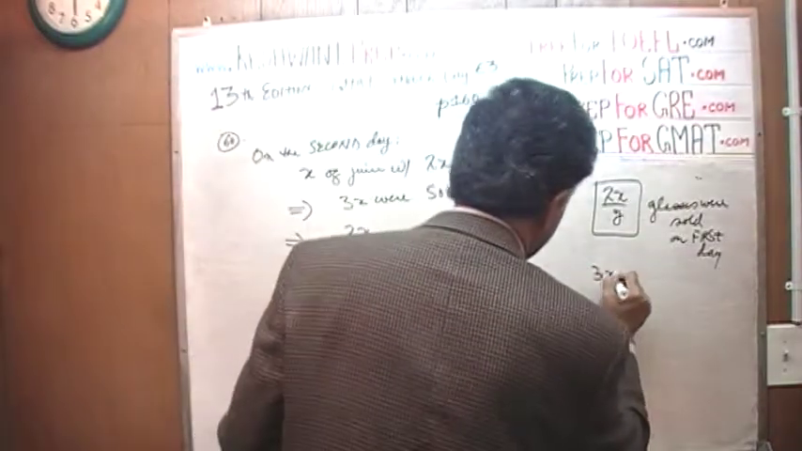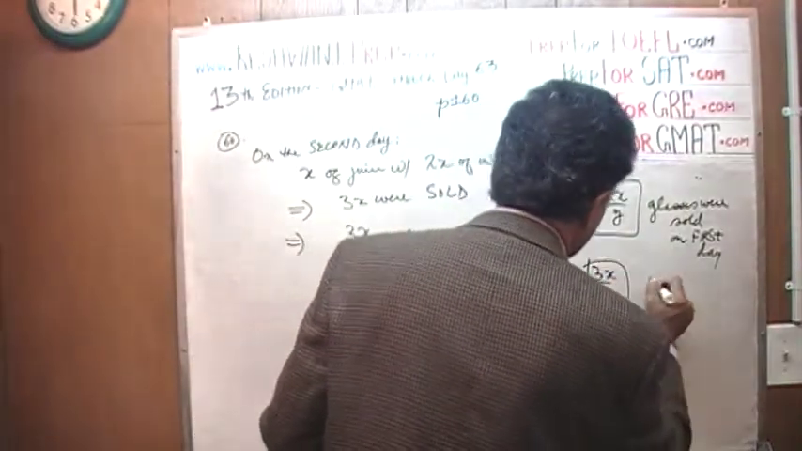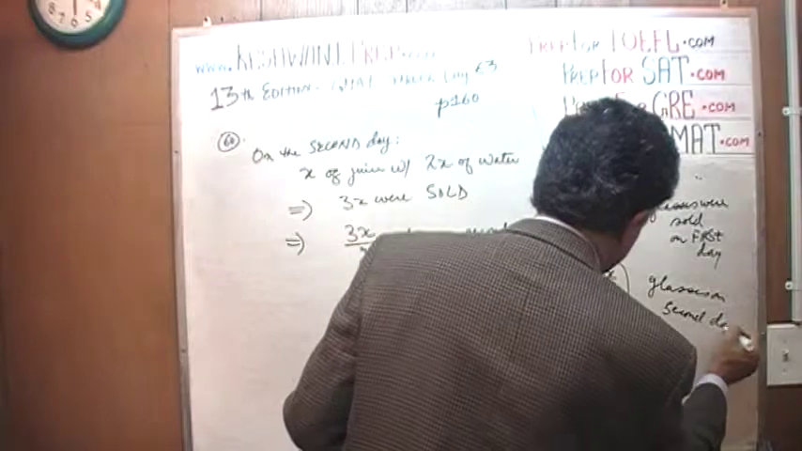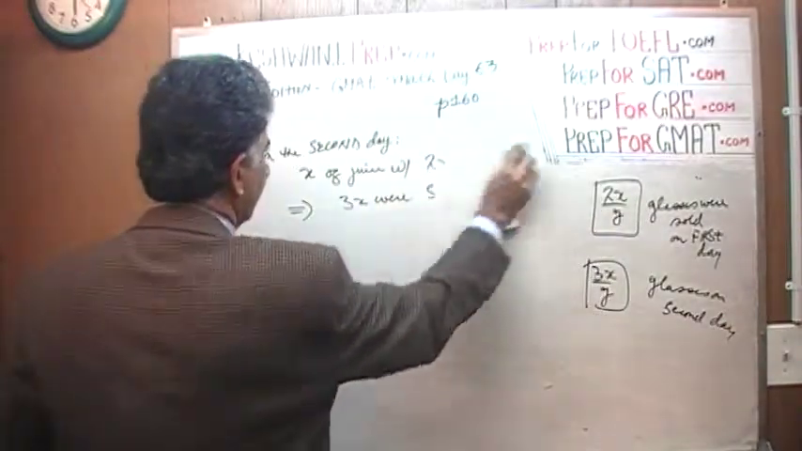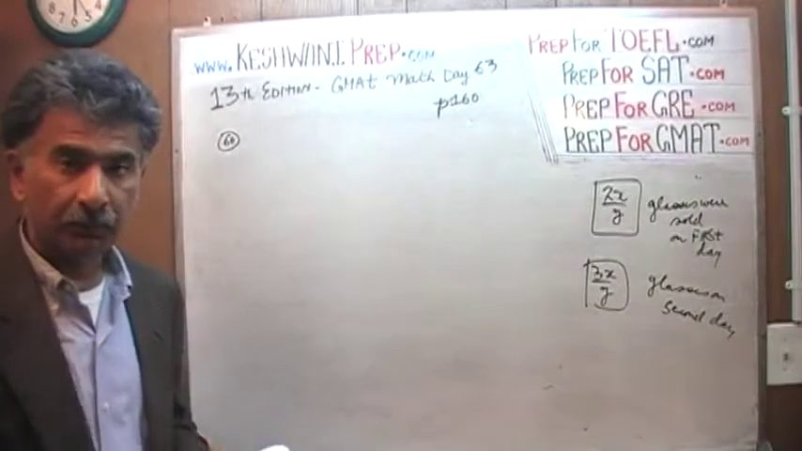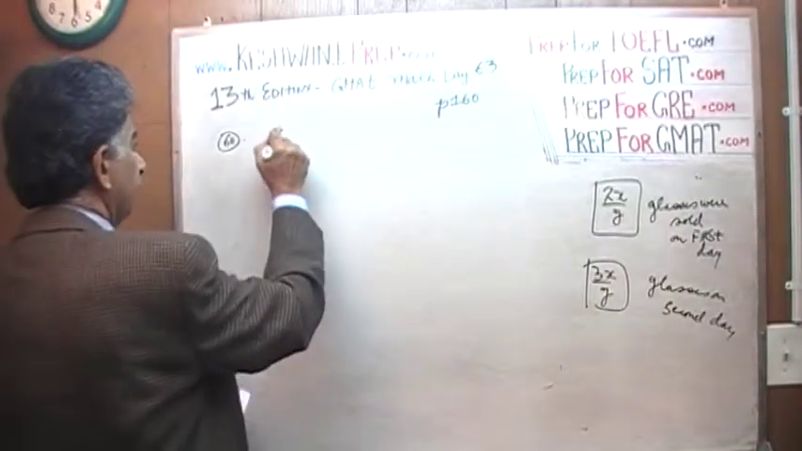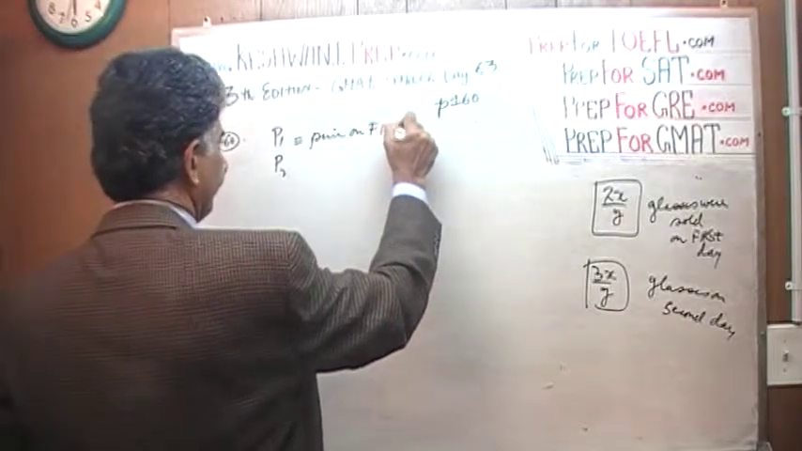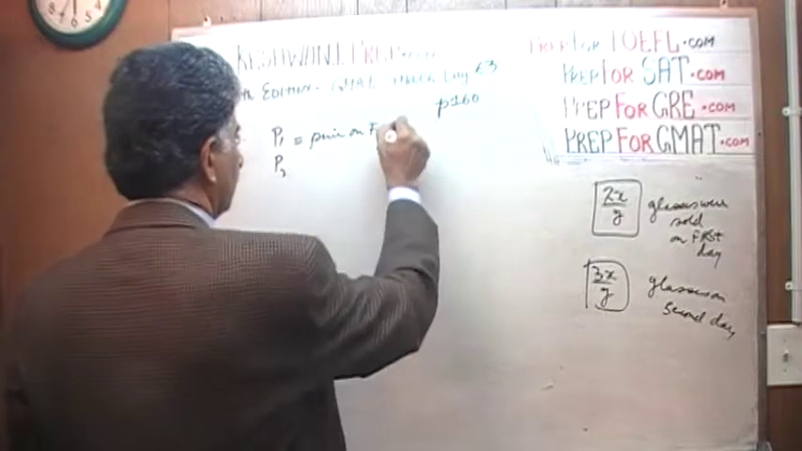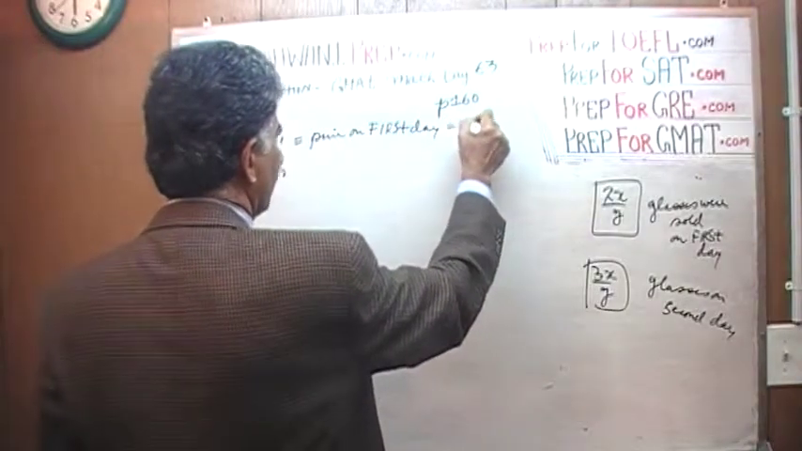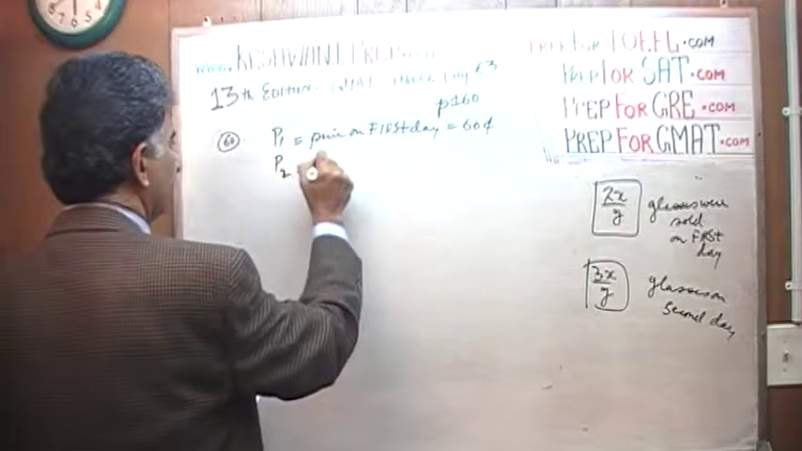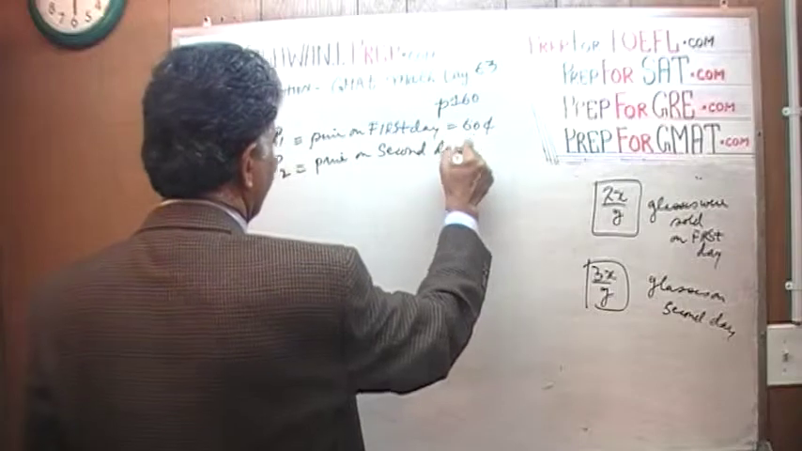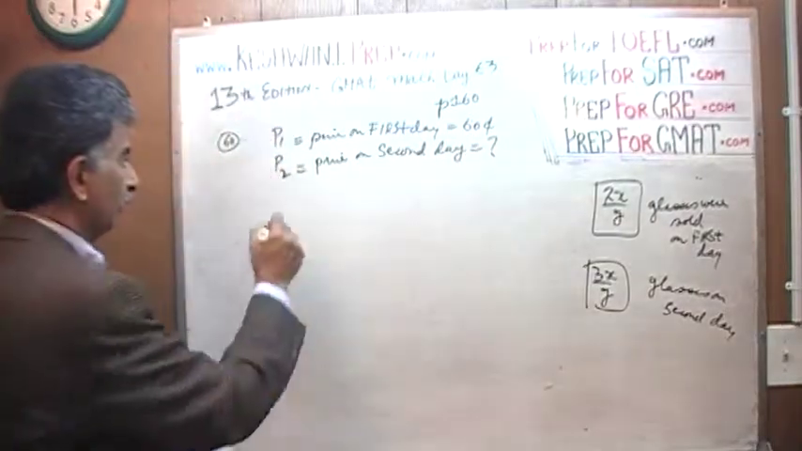So let's make a note here: 3x over g glasses on the second day. Let's continue then. I need the room. Now I'm going to introduce variables, P1 and P2. This is the price on the first day, which we are told actually is 60 cents. And this is the price on the second day, which of course is our unknown, which is what we want to solve for, P2.